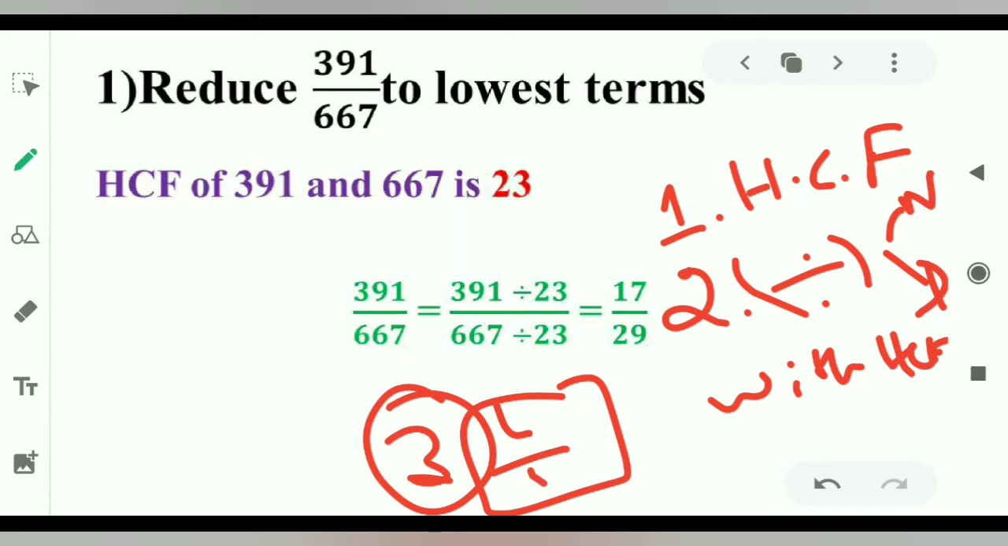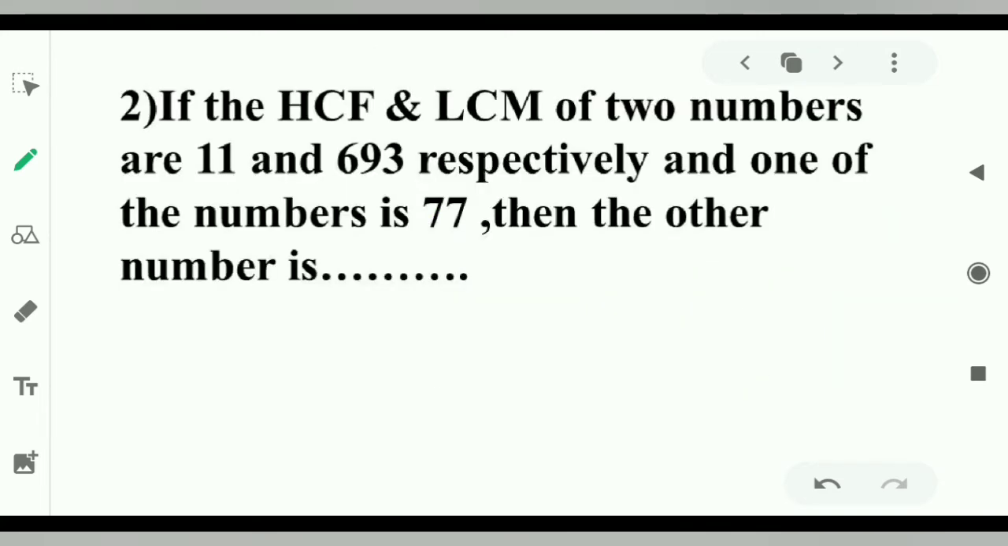Okay, good. Let's move on to the second problem. It is interesting, right? Good. Let's all read the second question.